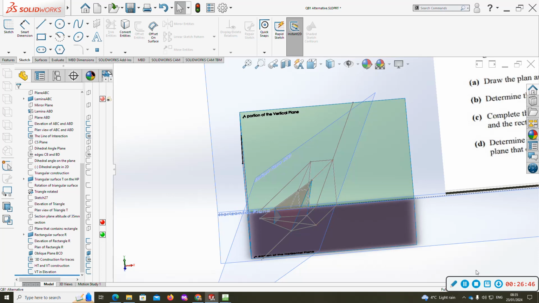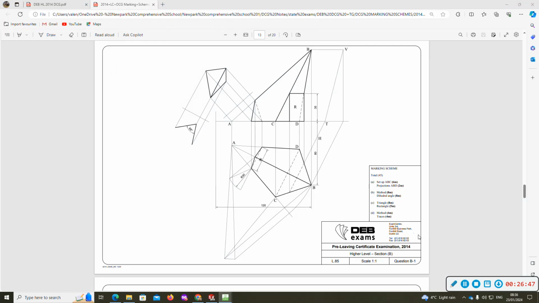Now, I'll just pause there for one moment, and there's a CAD solution of the question. Some different methods in constructing it, but all the same answers. You can see the HT, the VT in the same position. You can see your dihedral angle, the same angle. So, okay, that'll do.